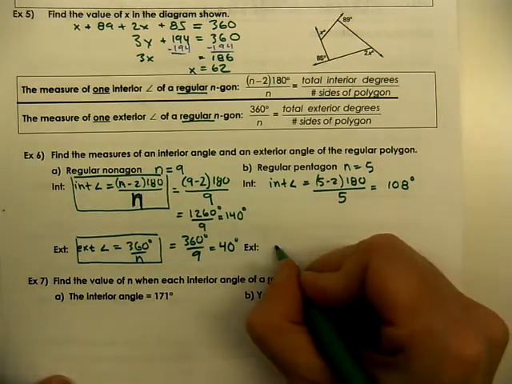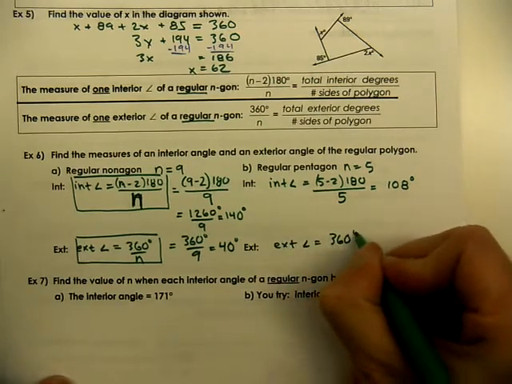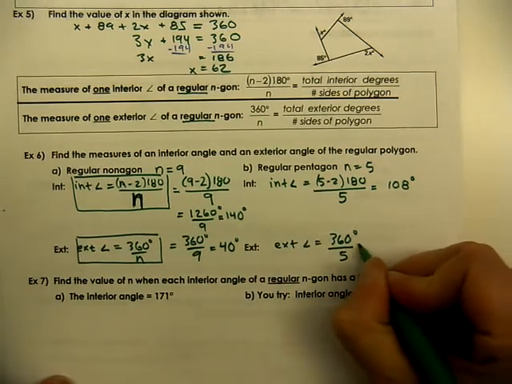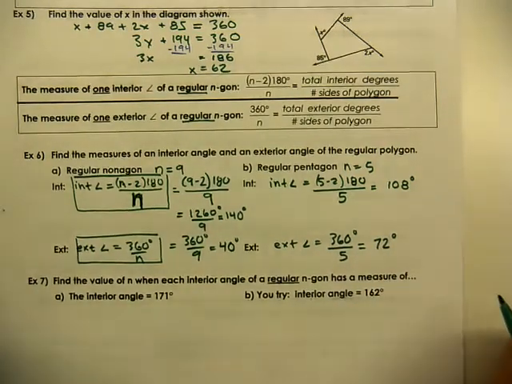What about the exterior angles? So the exterior angle is 360 divided by 5 equal-sized angles. Again, my calculator tells me that's 72.